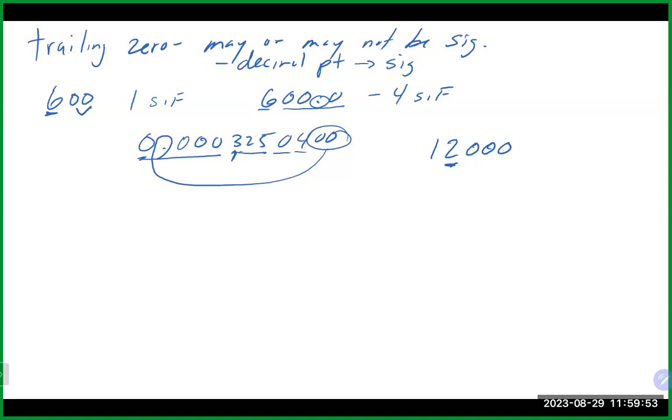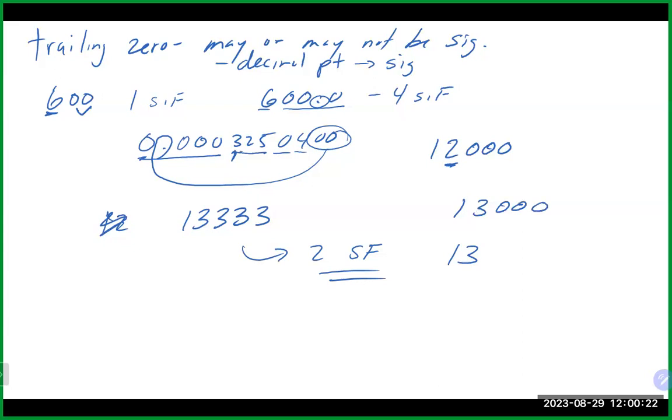Now, when we talk about rounding, right, it's important to round correctly as well. Say I had, we'll do this, 13,333. And I want to do 2 significant figures here. What should the answer be? 13,000, yeah, it should be 13,000. That has 2 significant figures, right?